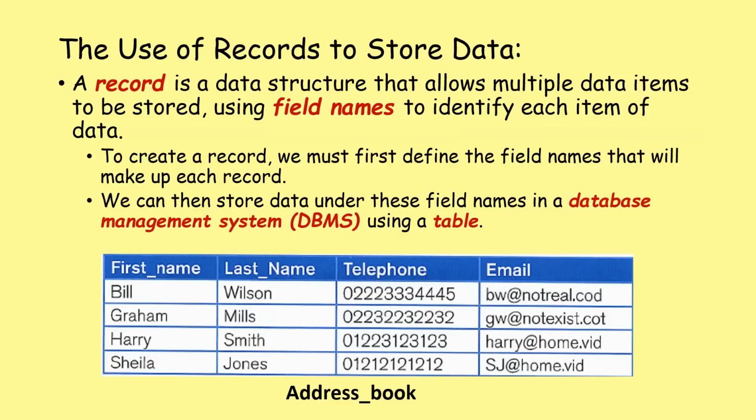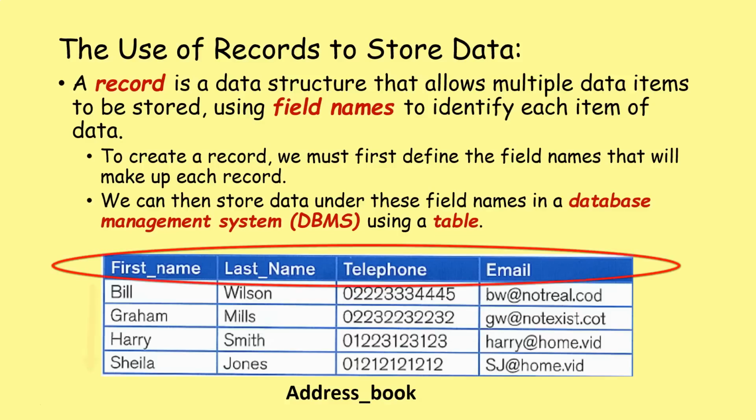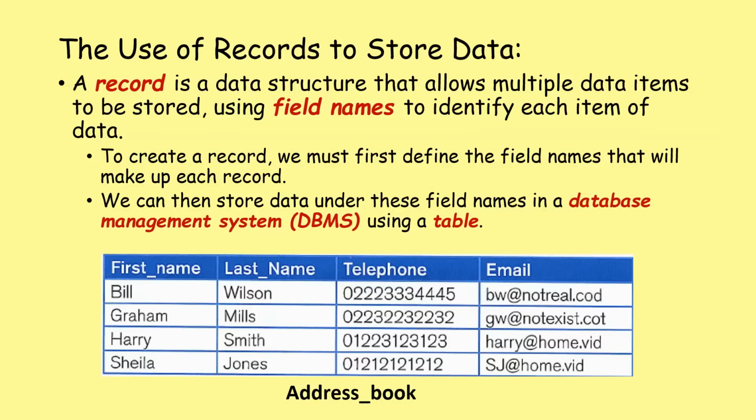So a table is just a set of data. It's got fields, which are your columns. It's got records, which are your rows. For example, this table is called address book. And we can see that we've got the fields first name, last name, telephone, and email, and we've got 4 sets of example records in there.